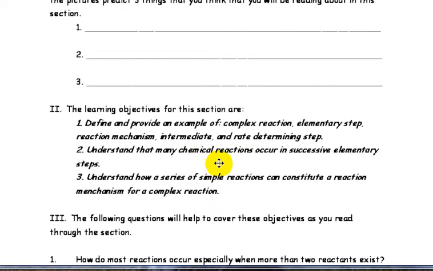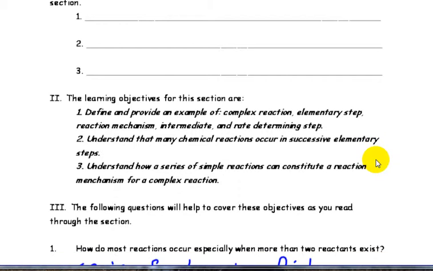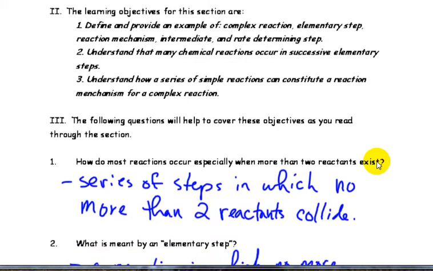We'll look at understanding that many chemical reactions occur in successive elementary steps, and understand how a series of simple reactions can make up a big mechanism for a complex reaction.